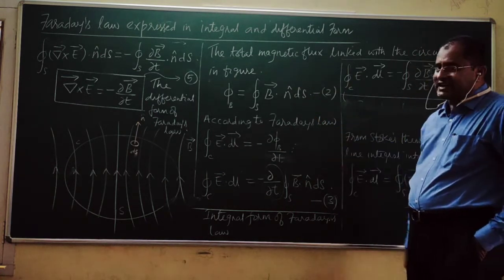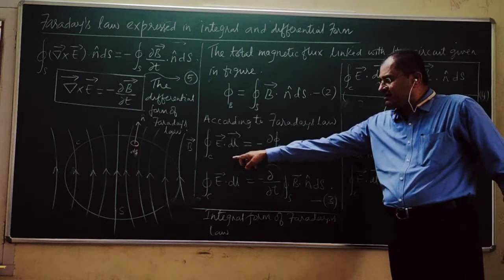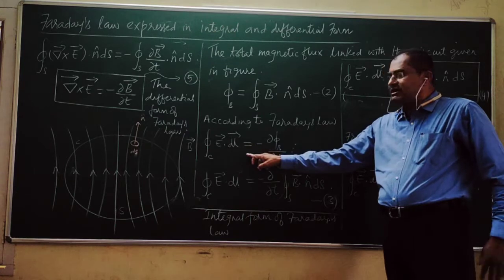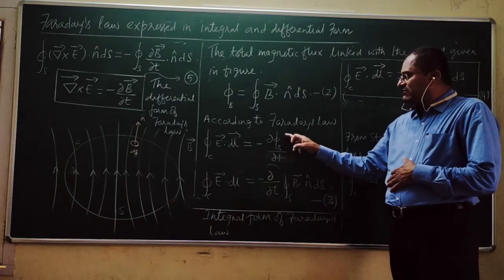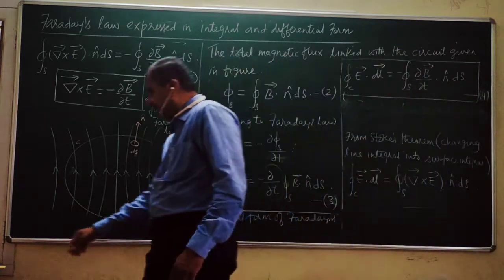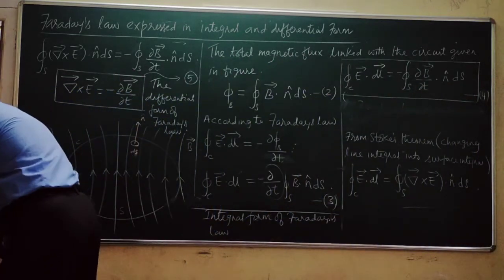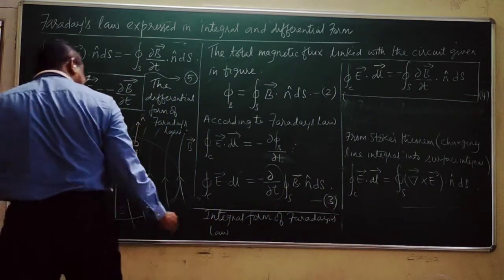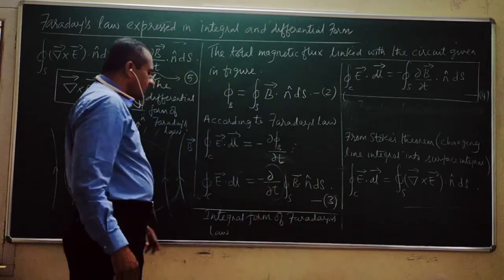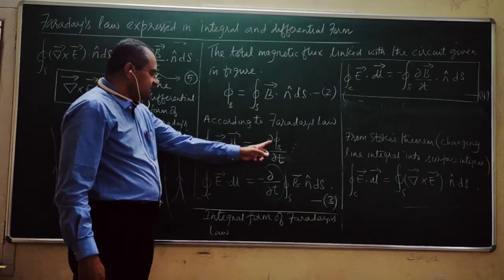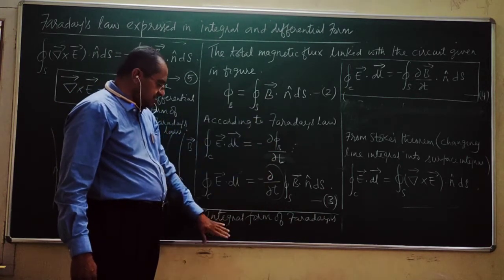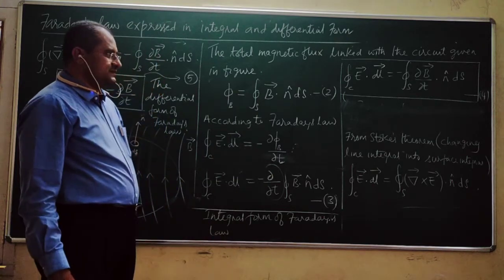So according to Faraday's law, line integral of electric field is giving you induced EMF. This is equal to negative time rate of change of magnetic flux, d phi by dt. This one is t. Okay? This one is d. Okay? Now, I am substituting for phi B from this expression. I get the integral form of Faraday's law.